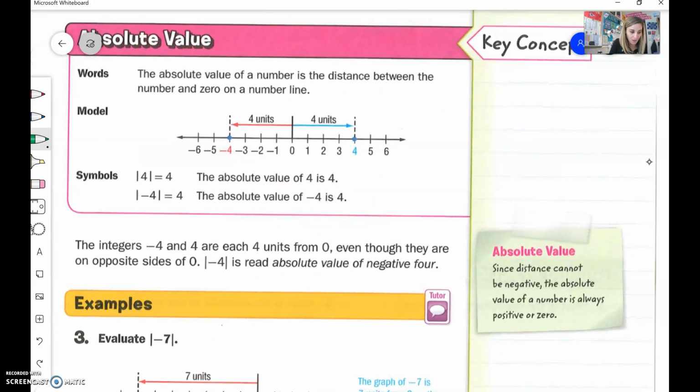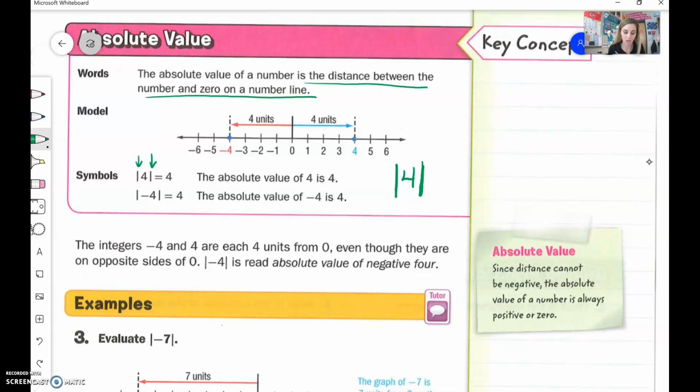The absolute value of a number is the distance between the number and 0 on the number line. Okay, so absolute value. What you're going to see is absolute value is marked with a symbol of 2 lines like this. So for example, the absolute value of 4 looks like this. It's got these 2 lines right there.